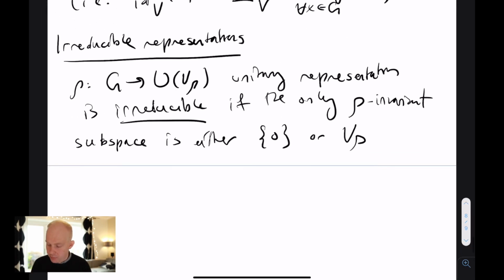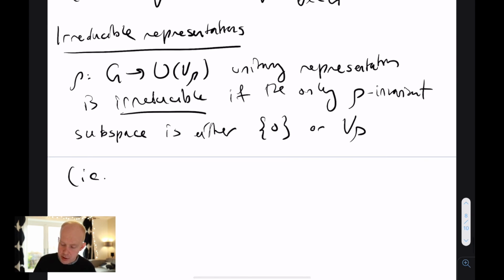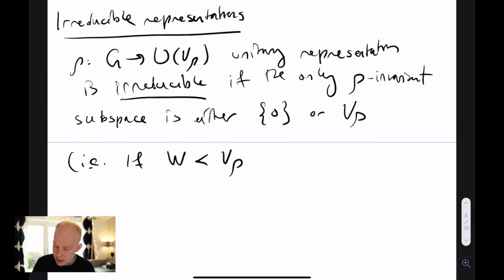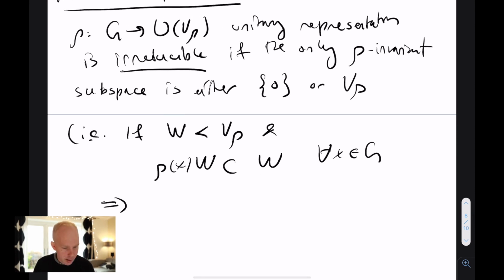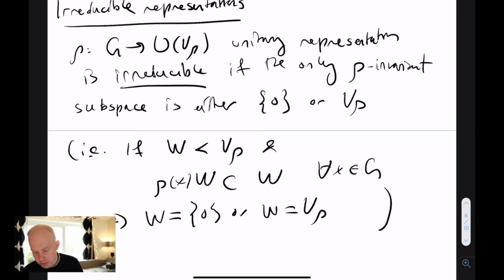So remember the definition of a rho invariant subspace. This means that if we have a W which is a subspace of V rho and it's rho invariant, meaning that rho x W is inside W for any x in G, then this implies that W is 0 or W is V rho. That's what it means to be an irreducible representation. So that basically means that you don't have non-trivial subrepresentations. You can't restrict the representation to a subspace and still have the same idea there. So this is the irreducibility of the whole action we have here.